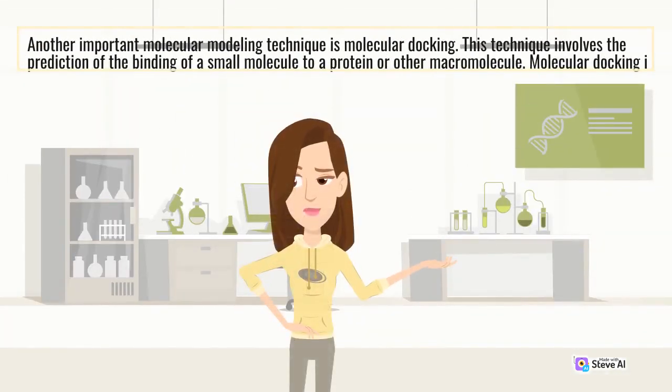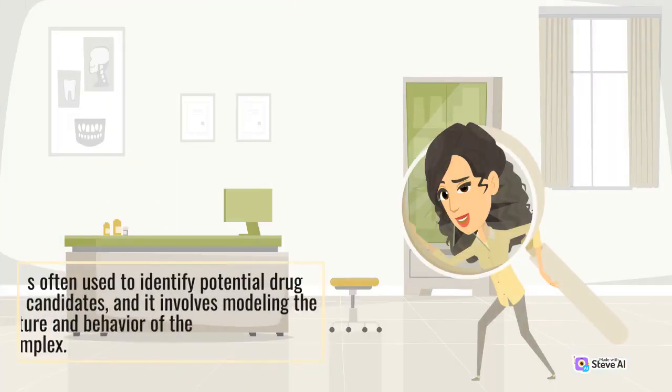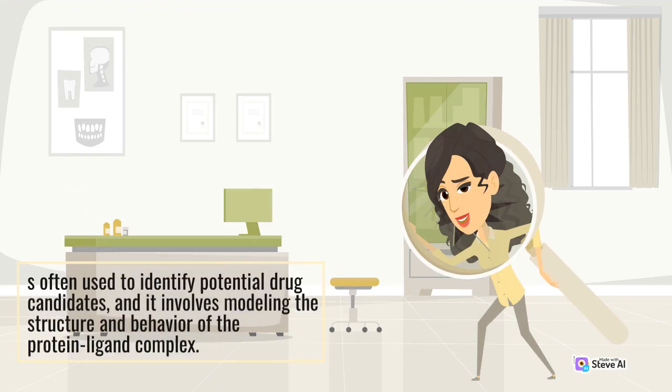Another important molecular modeling technique is molecular docking. This technique involves the prediction of the binding of a small molecule to a protein or other macromolecule. Molecular docking is often used to identify potential drug candidates, and it involves modeling the structure and behavior of the protein-ligand complex.